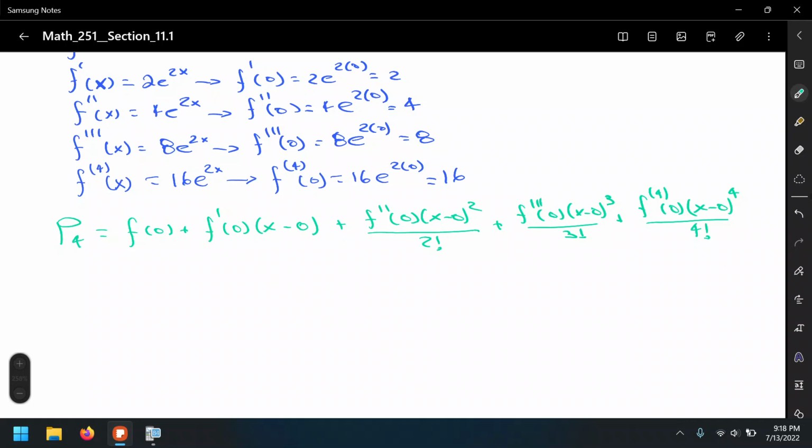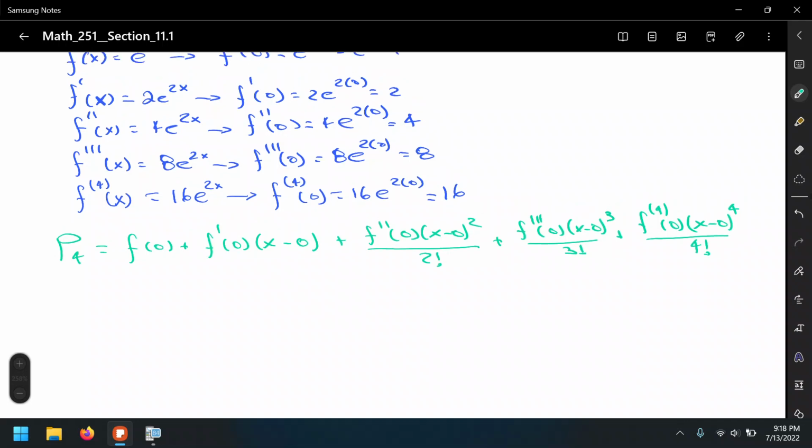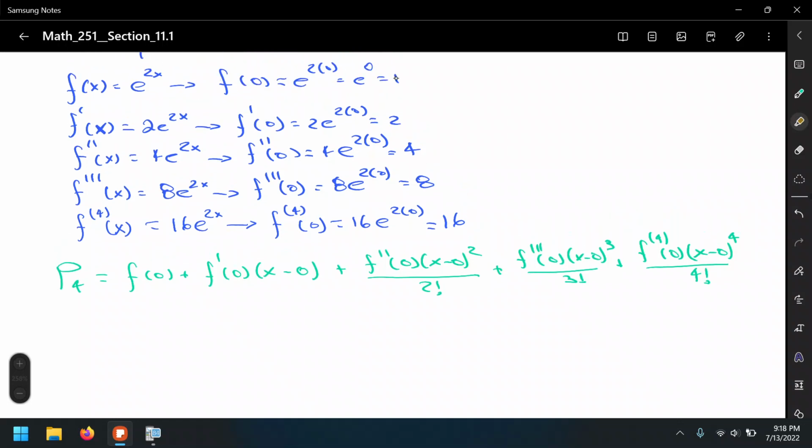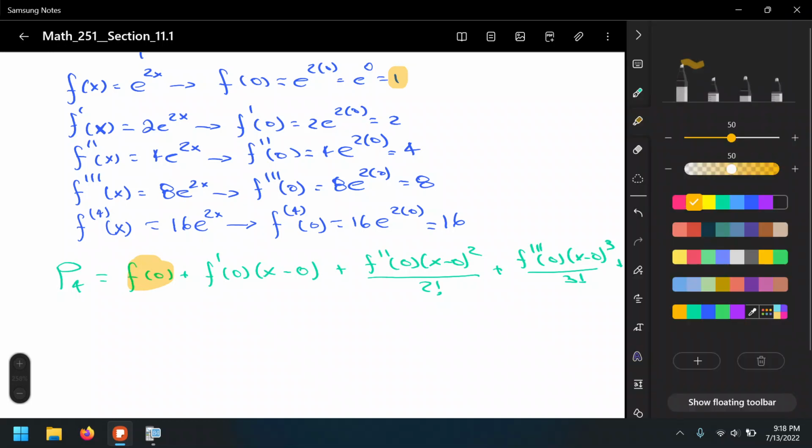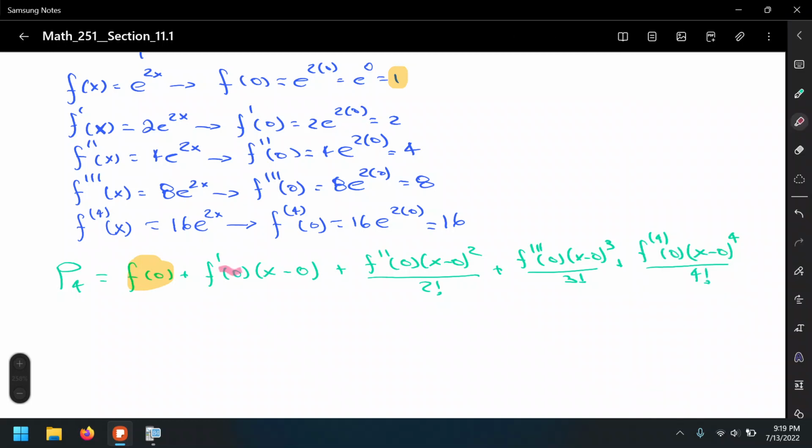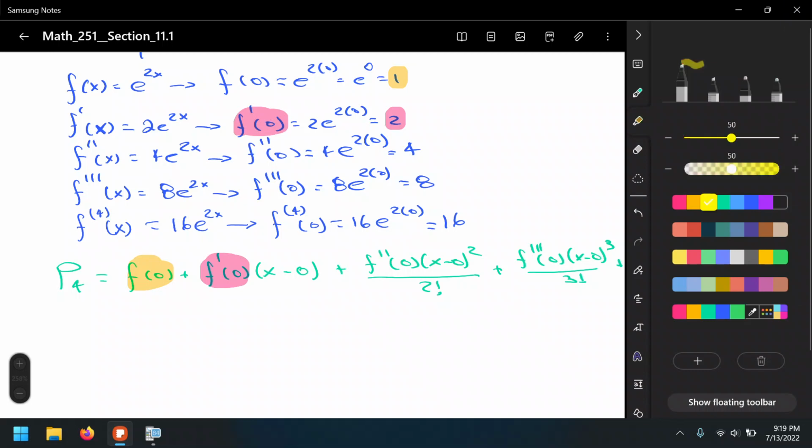All right. If they asked us to find the 6th degree polynomial, we would have done 2 more derivatives and added 2 more terms to the polynomial. So we have everything that we need. Let's highlight so you can see how we're going to connect this. This f of 0, which is 1, is this one right here. And then this f prime comes from here, f prime evaluated at 0. Okay, let me color this one as well.